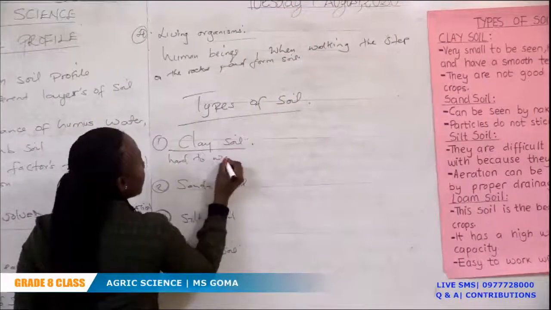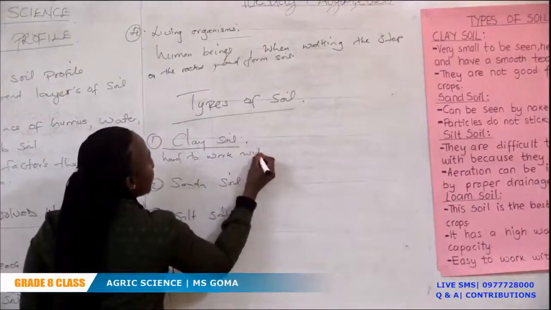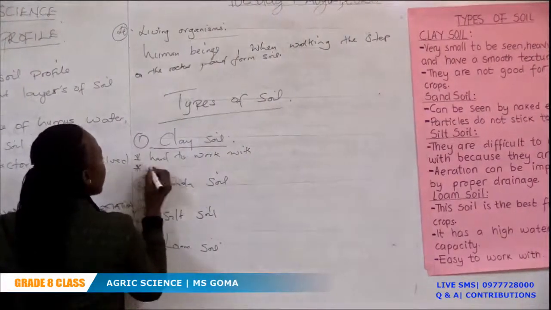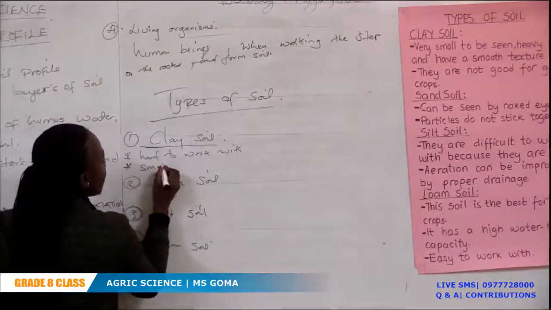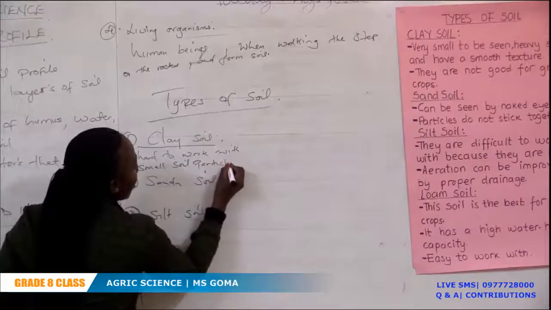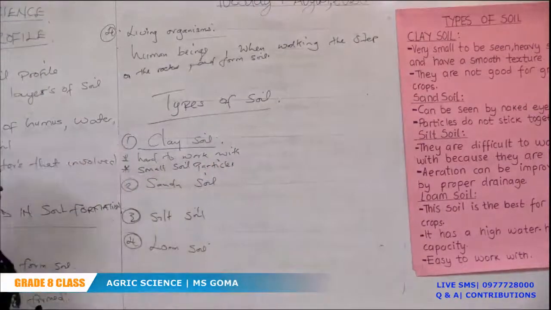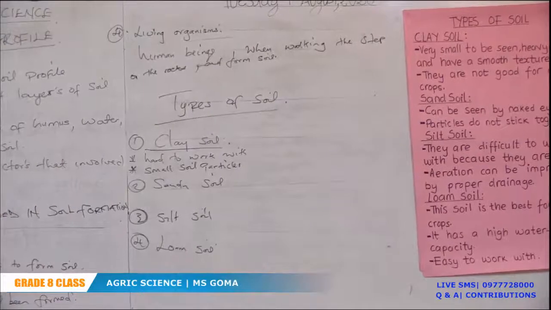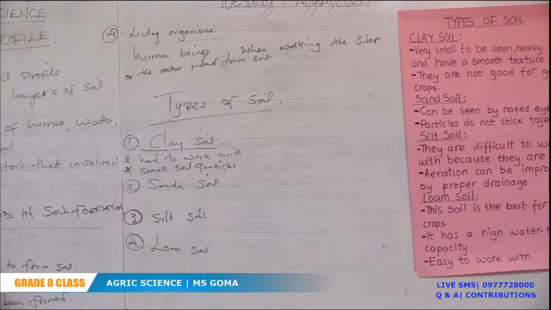Hard to work with. Small particles, small soil particles. So we're defining what capping is. Capping is the hardening of the soil surface area.